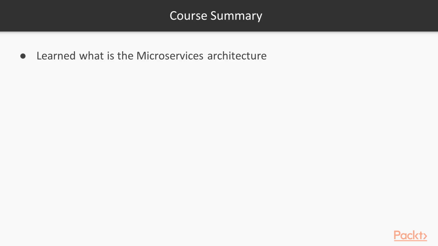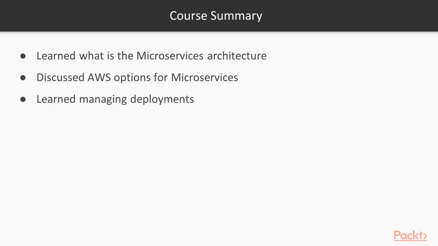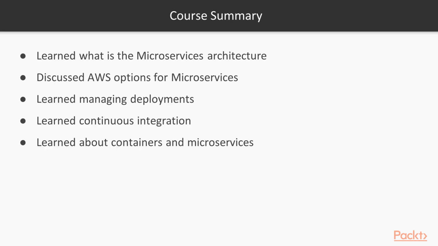Now let's look at the course summary. So in this entire course, you've seen what is the microservices architecture. We've seen the options available on AWS for developing microservices. We've seen how to manage your deployments. We've looked at the concept of continuous integration. And finally, we looked at containers and how they adopt to microservices.